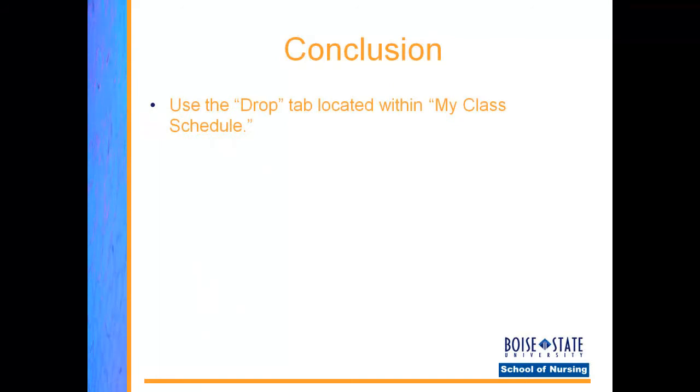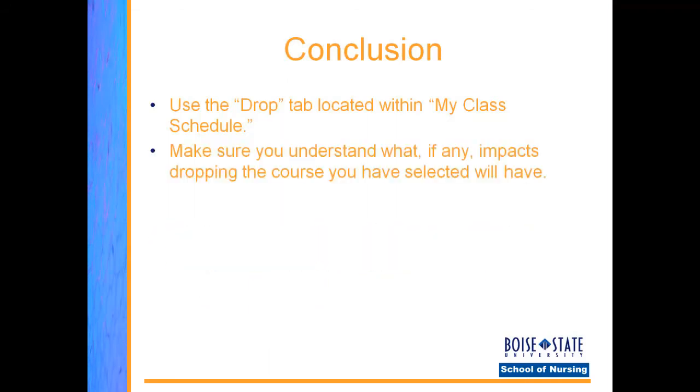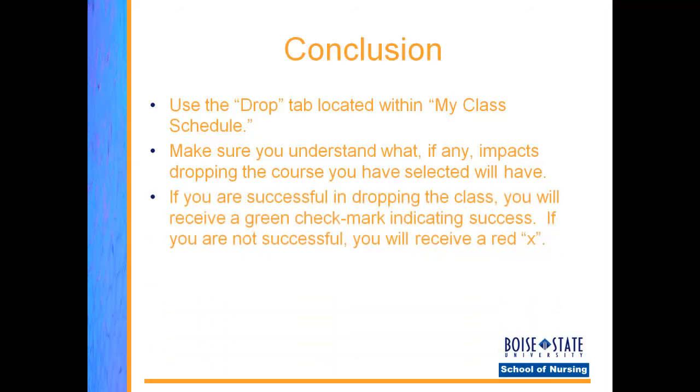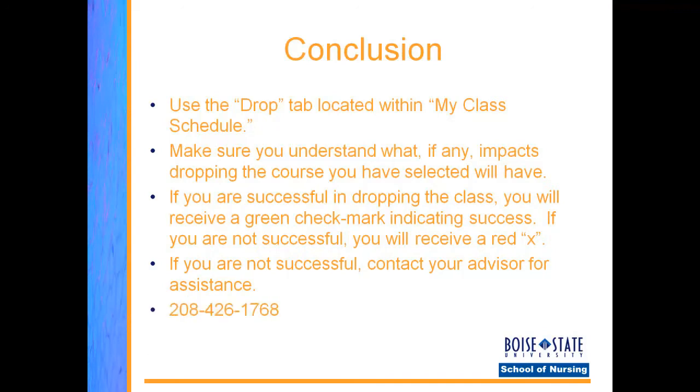To conclude Part 6, first, use the Drop tab located within My Class Schedule to drop a class. Second, make sure you understand what, if any, impacts dropping the course you have selected will have. Third, if you are successful in dropping the class, you will receive a green check mark indicating success. If you are not successful, you will receive a red X. Lastly, if you are not successful, contact your advisor for assistance. Your advisor can be reached at 208-426-1768.